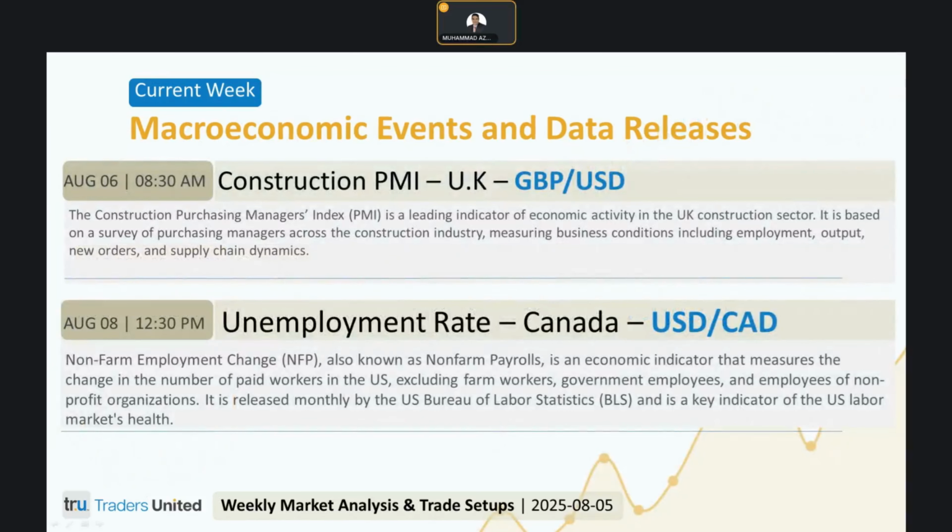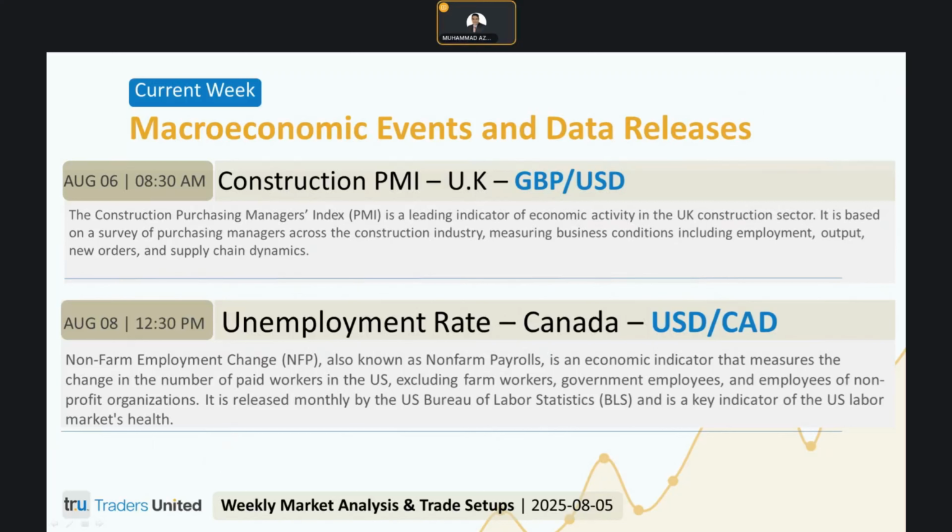So what is the construction PMI? Construction is one word, but the PMI stands for Purchasing Managers Index. It's a leading indicator of economic activity in the UK construction sector. It is based on a survey of purchasing managers across the construction industry, measuring business conditions including employment, output, new orders, and supply chain dynamics.